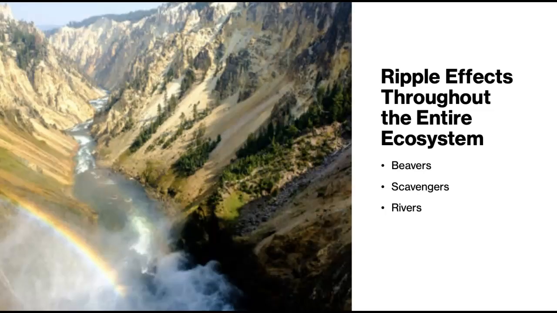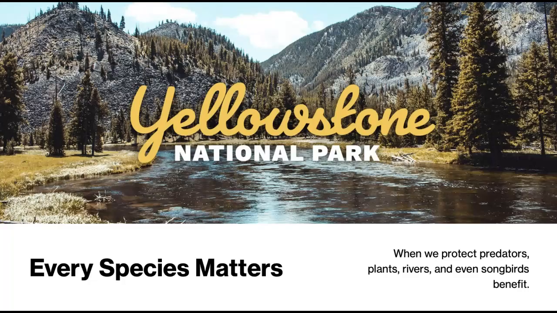Rivers bounced back with more stable vegetation on banks, stream channels became more stable, and this reduced erosion and improved water quality. When we protect predators, plants, rivers, and even songbirds benefit. So as you explore Yellowstone today, remember that the health of this park depends on the balance of all of its living parts, large, small, seen, and unseen.